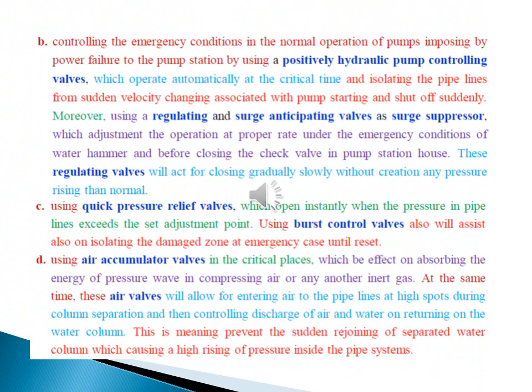And additional devices, such as controlling the emergency conditions in the normal operation of pumps, imposed by power failure to the pump station, by using a positively acting hydraulic pump control valve, using a quick pressure relief valve which opens instantly when the pressure in the pipeline exceeds the set adjustment point, and using air accumulator valves in critical places, which are effective in absorbing the energy of the pressure wave.